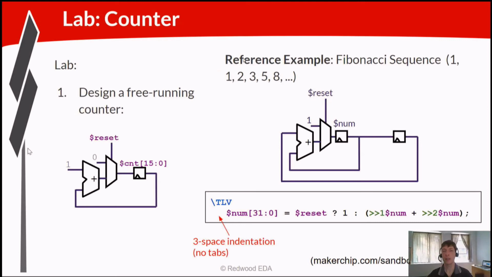And I'll let you guys code up a similar circuit, slightly simpler, but very similar to the Fibonacci sequence. So I'll let you guys try your hand at coding up this free-running counter circuit. The free-running counter is going to reset to 0, and then after reset, it's going to begin immediately counting, incrementing by 1.